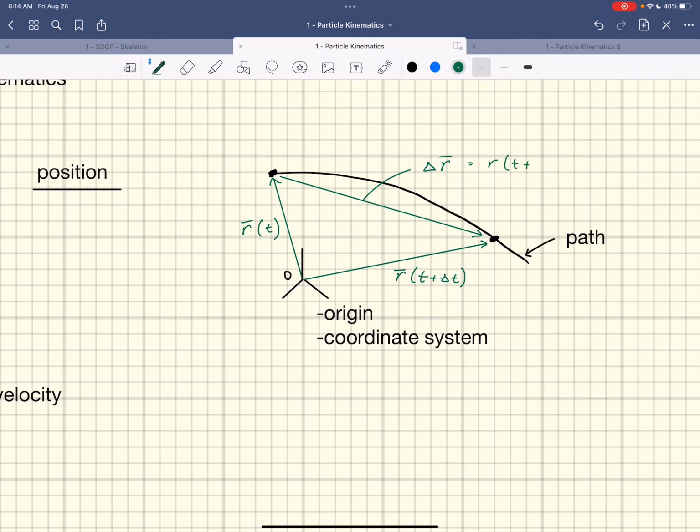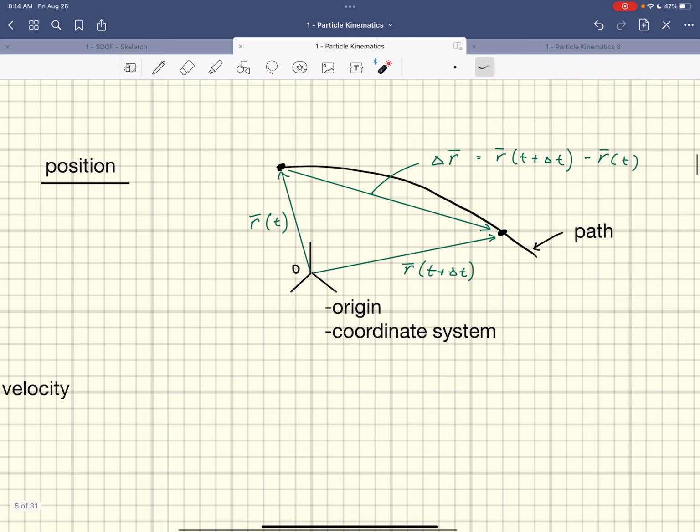So we've now defined position and position after a certain amount of time, and we defined this delta r. How has r changed? It's that vector that points between them, and it's just this vector minus this vector. So there's a little bit of vector math in there, okay?